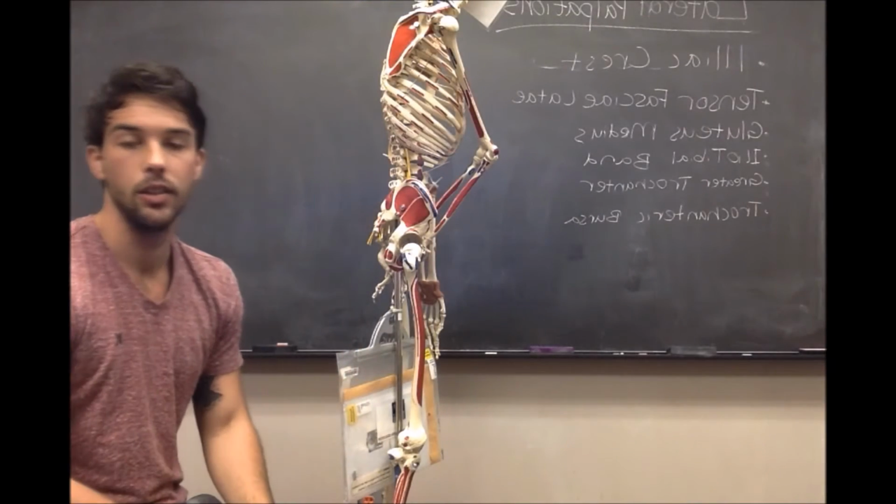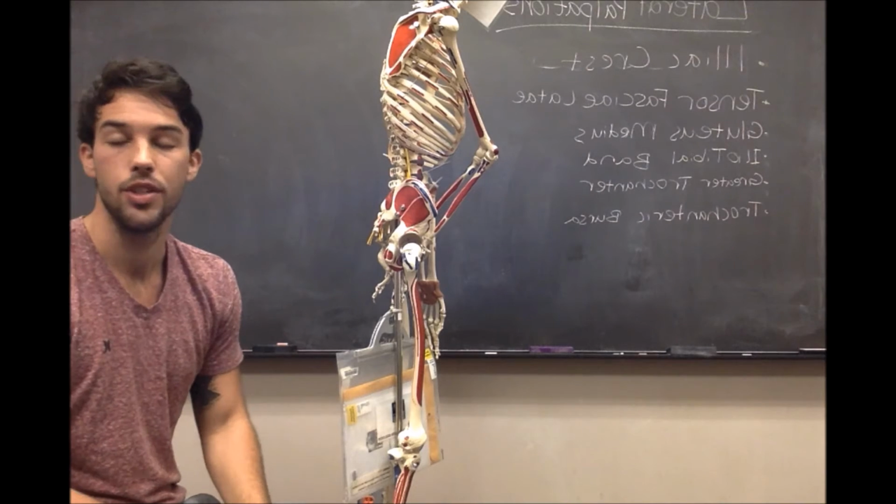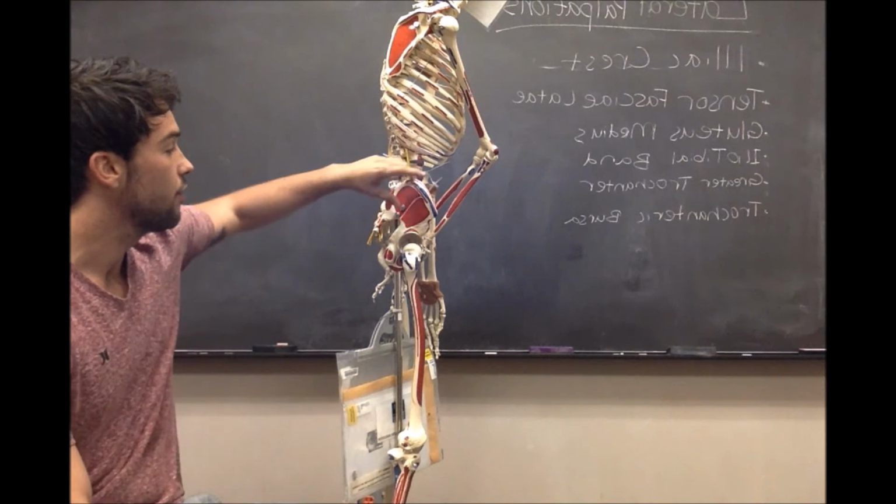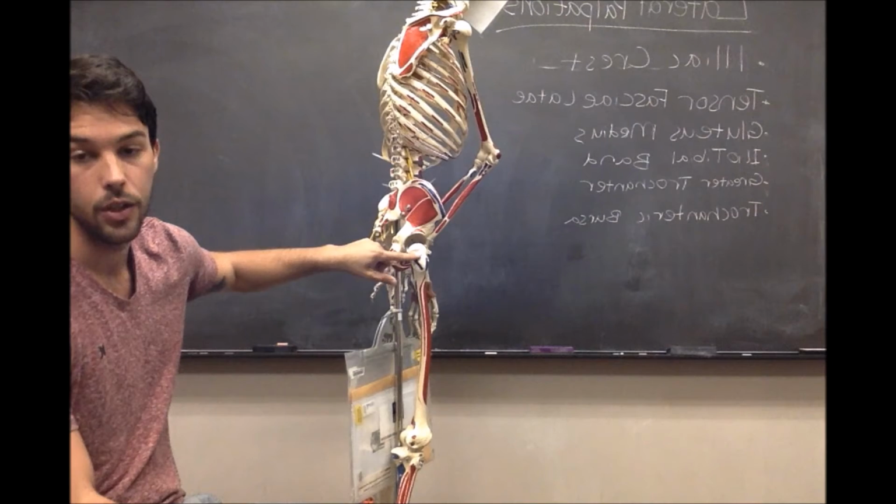Alright, so next is the gluteus medius. It is the most superior of the glutes. It runs from the iliac crest to the greater trochanter.